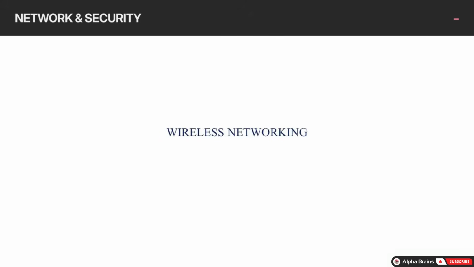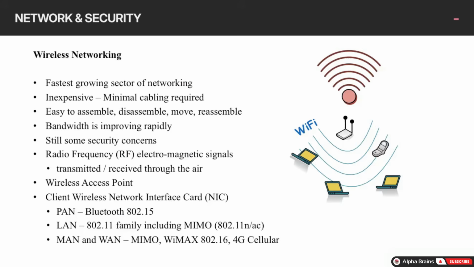In this series of lessons, we're going to be looking into wireless networking. Wireless networking is one of the most rapidly growing areas of network communications. It's simple and inexpensive to assemble, to modify, to disassemble and relocate and reassemble a wireless network. Wireless networking is cheap and easy because it doesn't require a wired infrastructure like Ethernet does.